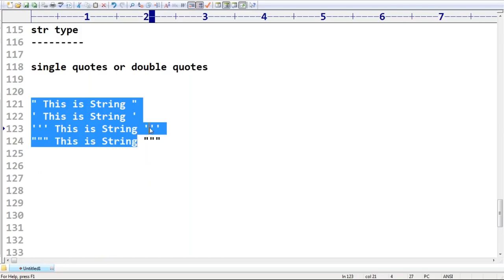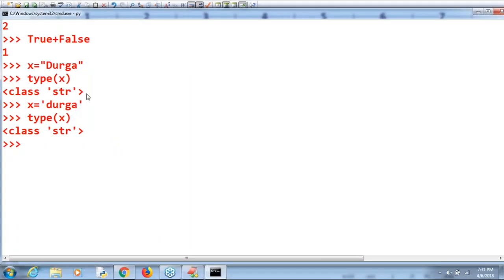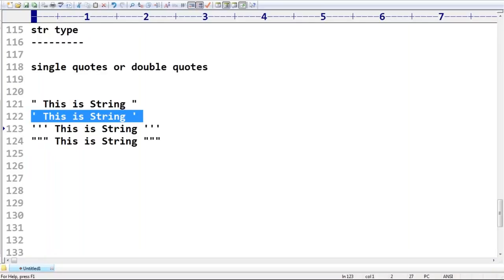Sir, all these are various ways to specify a string literal. The commonly followed approach is this, because if you observe x is equal to Durga, I'm using double quotes. If I print x, the output always comes in which quotes, sir? Single quotes. That's why Python prefers single quotes. Even though double quotes are allowed, it is recommended to use single quotes only in the case of strings. Remember that, sir.